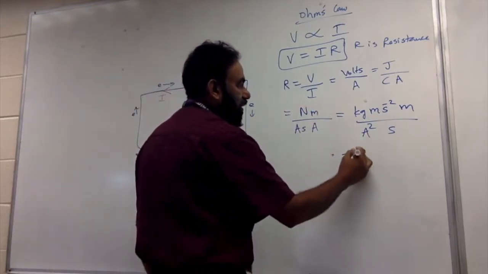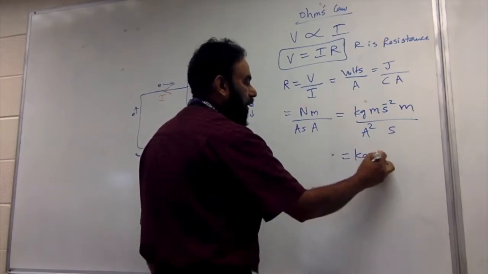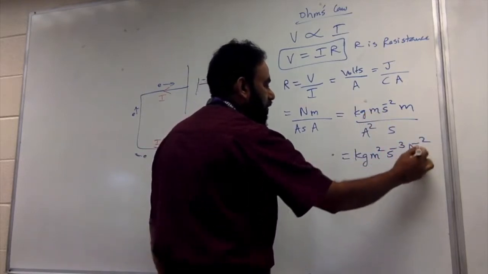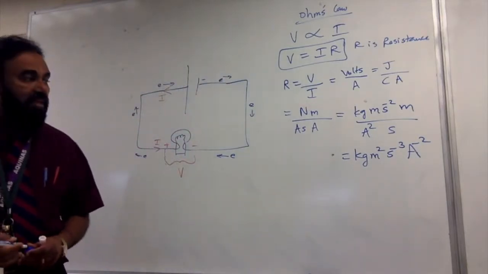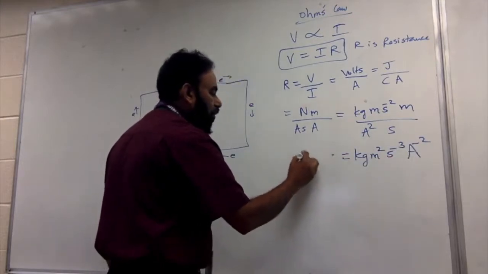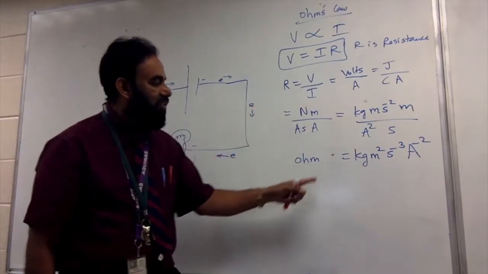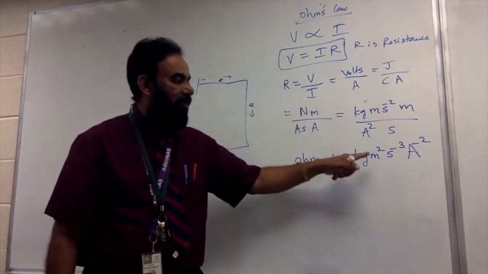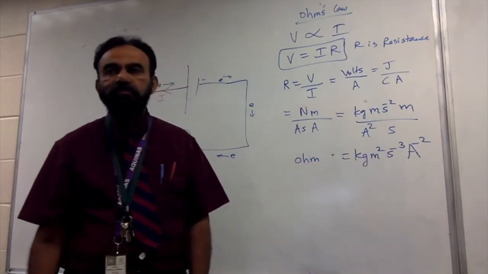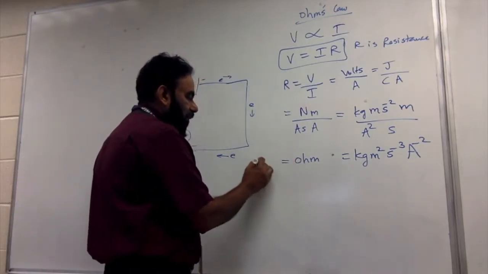If you rearrange it, you get kilogram meter square second to the power of -3 ampere to the power of -2. That is the SI base units of resistance. And instead of writing all this, we call it ohm. We call it just ohm. So how much is the resistance? Instead of saying 50 kilogram meter square second to the power of -3 ampere to the power of -2, instead of saying all that, we just simply call it ohm. That's basically enough. And how do you write it symbolically? It's omega.